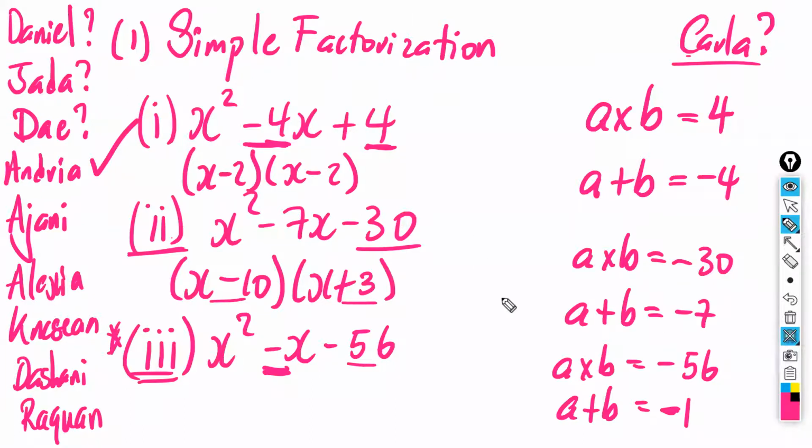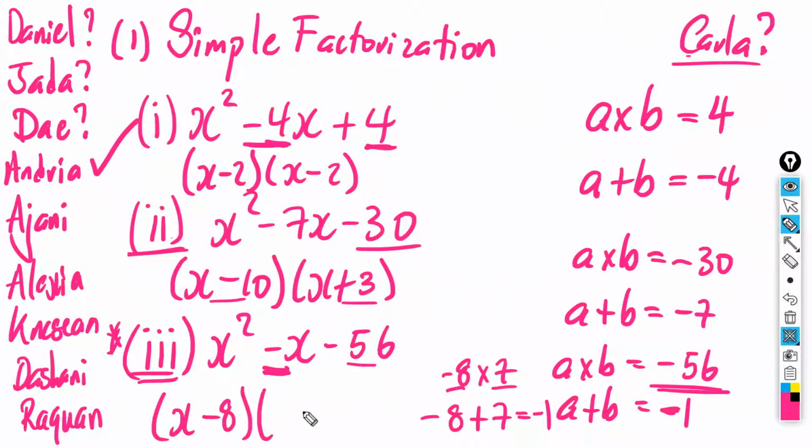So it's definitely -8 and +7, because -8 times +7 gives us -56, and -8 plus 7 would give us -1. Make sense? So what would the answer be? X minus 8 times X plus 7.